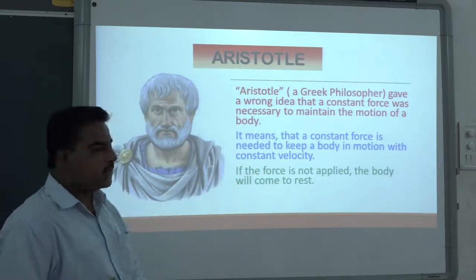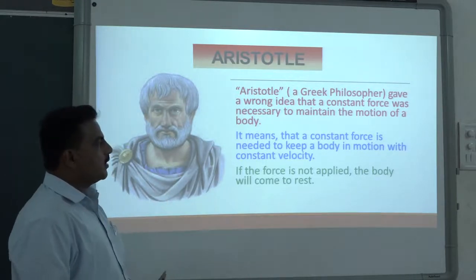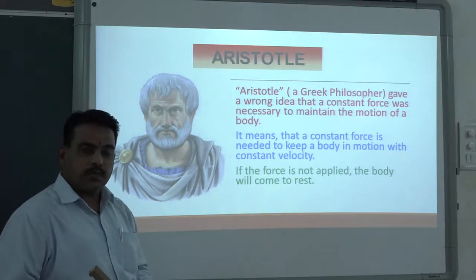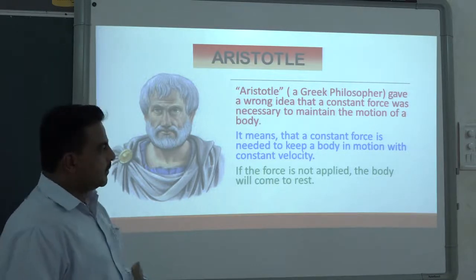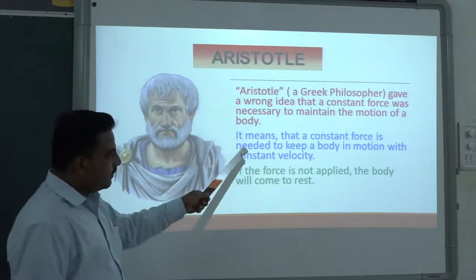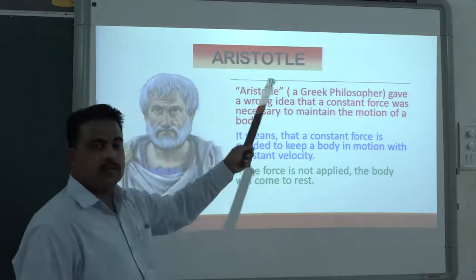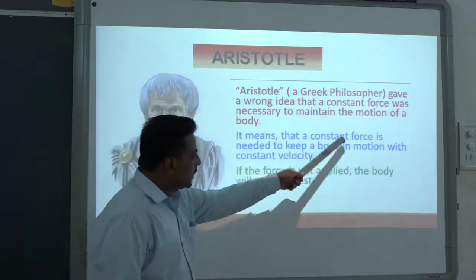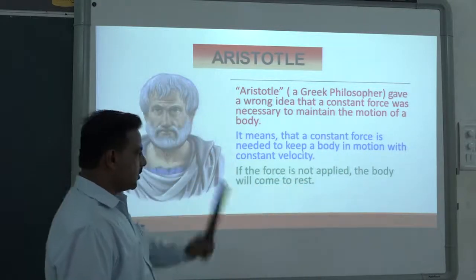In those days, from the experiments Aristotle performed, he came to the conclusion that if a force is applied on a body and because of that force the body is in motion, then whenever any body is to be kept in motion, a constant force is necessary, and only then will the object be in motion. But this conclusion made by Aristotle was completely wrong. What was that conclusion? A constant force is needed to keep a body in motion with a constant velocity.